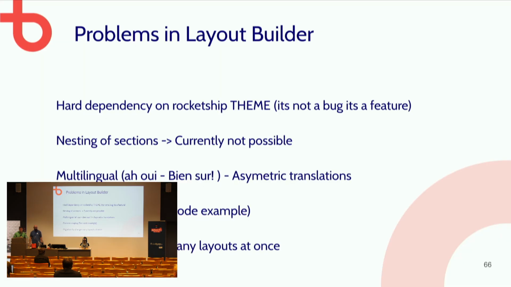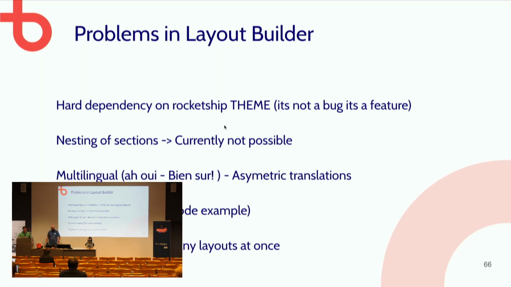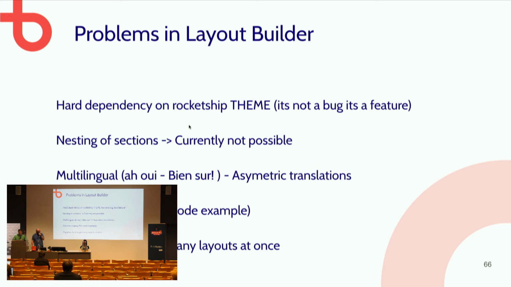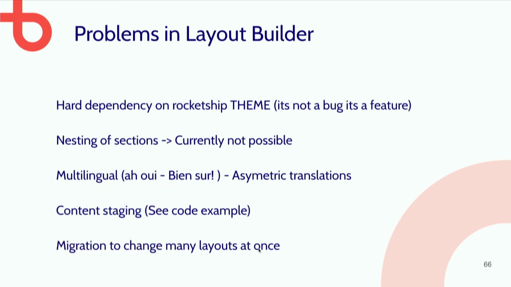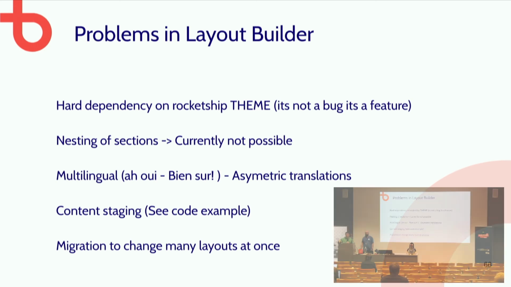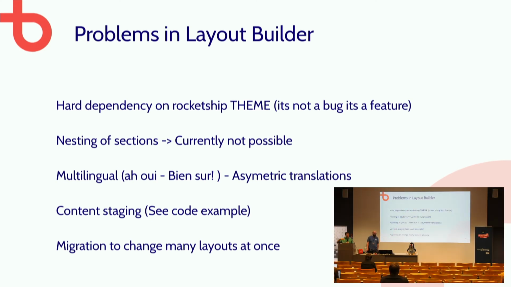Does it have issues? Of course it has issues. There are some dependencies there. Nesting of sections was very hard. Multi-language, we are using asymmetric translations. Content staging was recently solved, so no problems there anymore. And you need to do a migration, which is a thought that you might think of. What I personally also think is a limitation is that the Rocket Ship team is also dependent on some of the modules in the install profile, so there might be some improvements possible there. And I think these are the main things that we wanted to handle here.